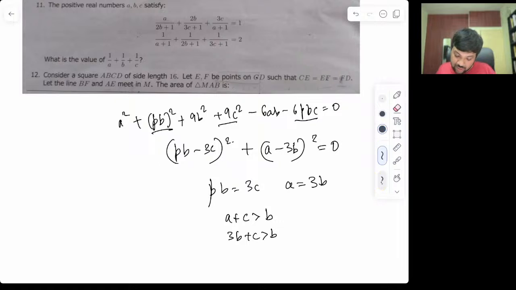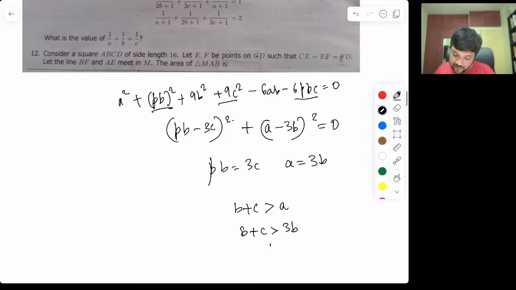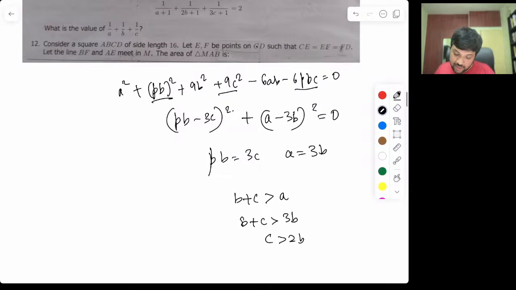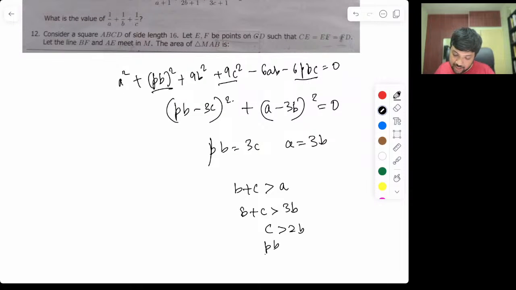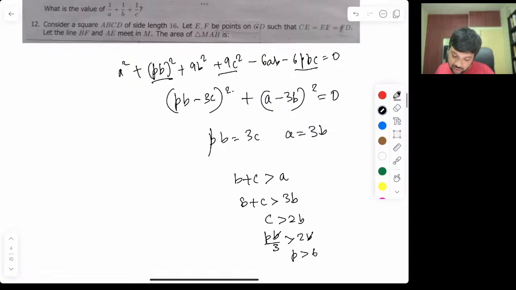So I think the real thing to check should have been, since A is 3 times B, B plus C is greater than A, but A is 3B. So that's the same as saying B plus C is greater than 3B. That's the same as saying C is greater than 2B, but C is PB by 3, which is greater than 2B. So that means P must be greater than 6, is what I'm getting one way. Okay, but you should also get a bound in the other way, I think.